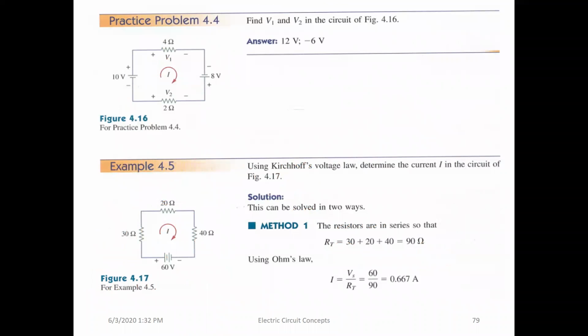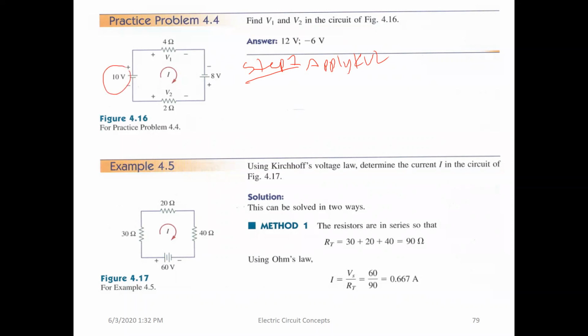Okay, let's see how to solve the practice problem. What do you think here? We need to find V1 and V2 in the circuit. What is the first step we do? Okay, apply KVL, good. So step 1, apply KVL around the loop.